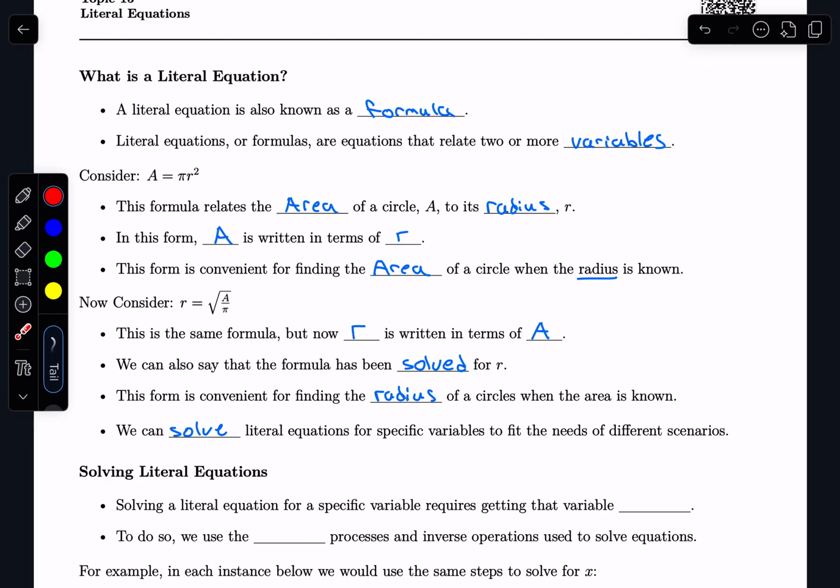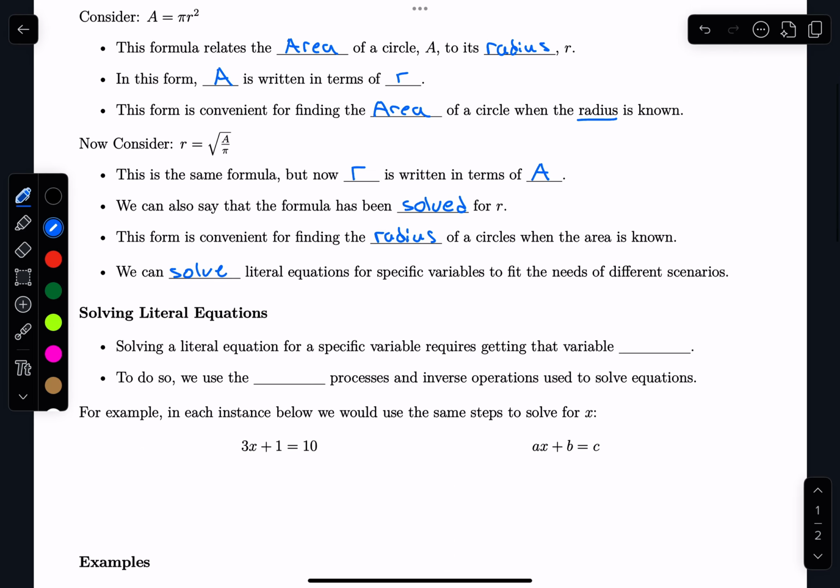So essentially, we solve literal equations mostly for the purpose of being able to reuse the result. So if I wanted to find a whole bunch of areas, I would solve for area first and then just reuse that formula over and over and over again. All right, so now, how do we do this?